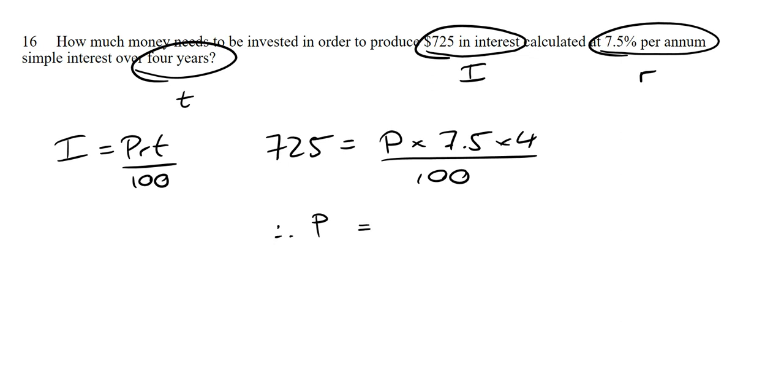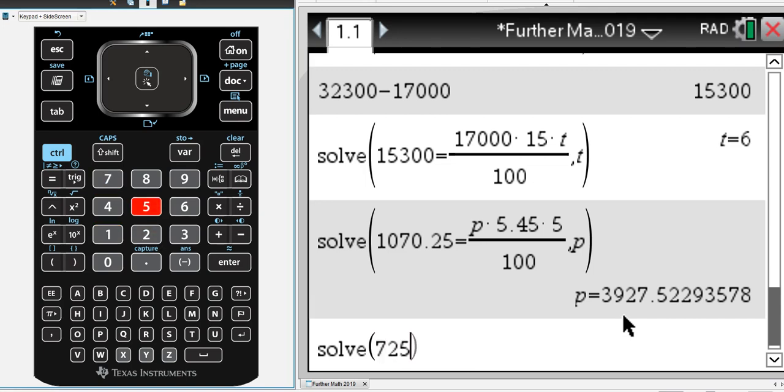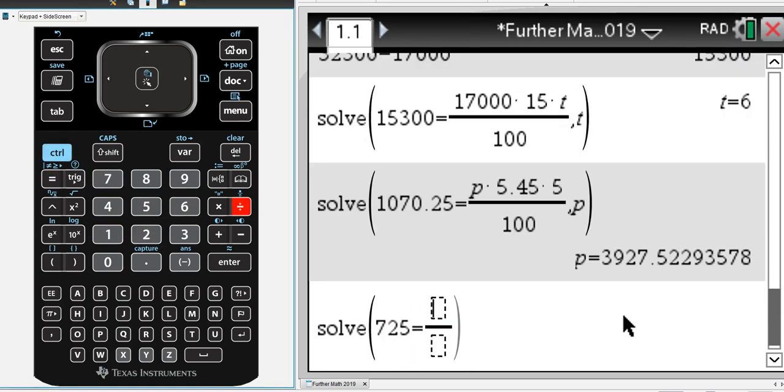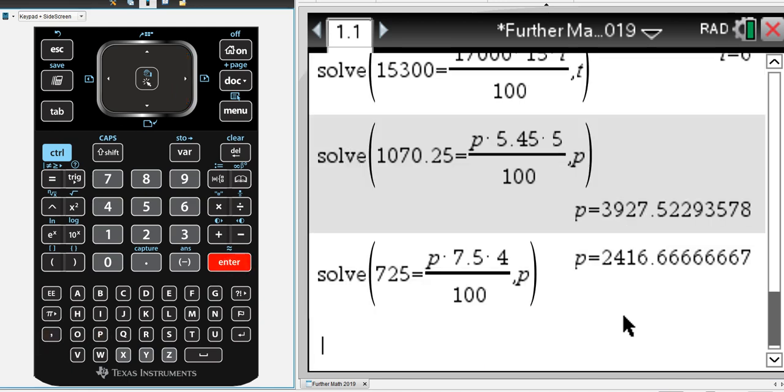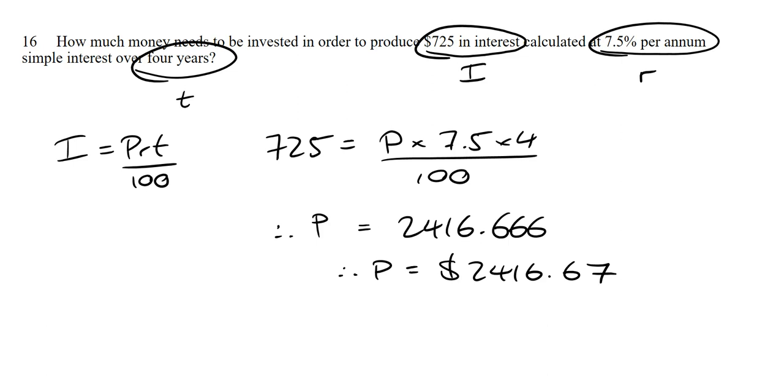Therefore, P is equal to, we go back to the calculator, menu 3, 725 is equal to fraction P times 7.5 times 4 over 100, solving for P, 2416.6666. Therefore P is equal to $2416.67 because it's money, so we go to 2 decimal places for cents.